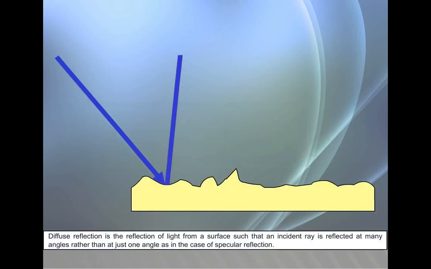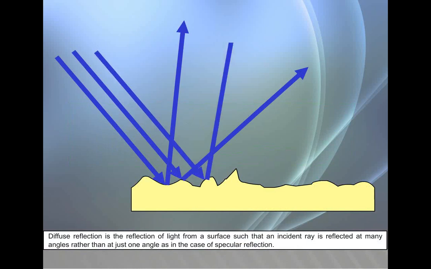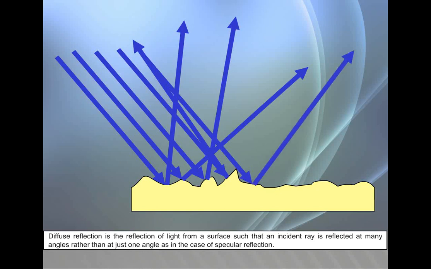Diffuse reflection is the reflection of light from a surface such that an incident ray is reflected at many angles rather than at just one angle, as in the case of specular reflection.